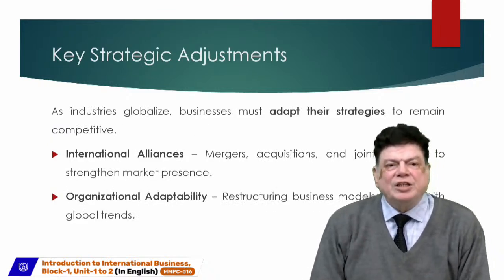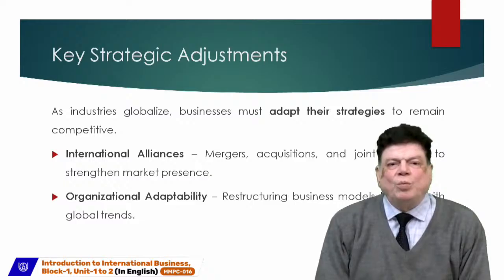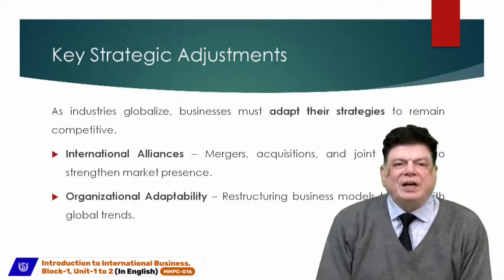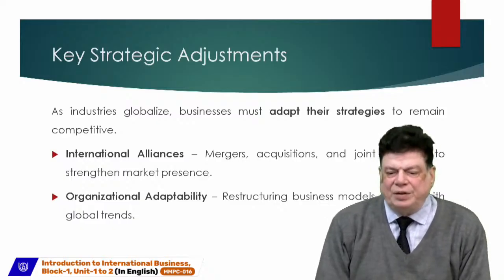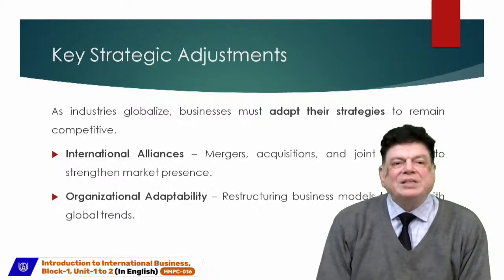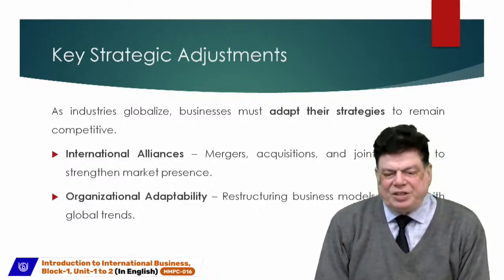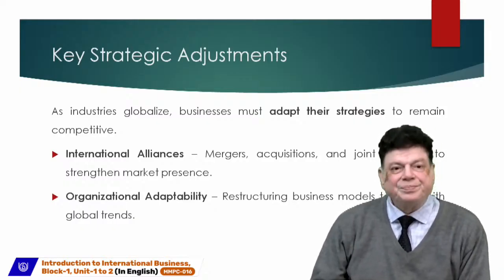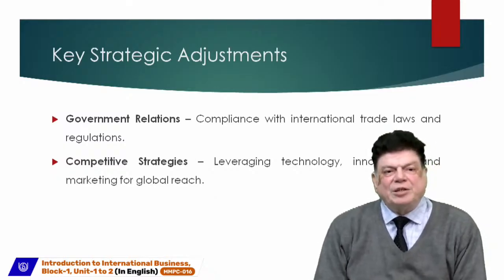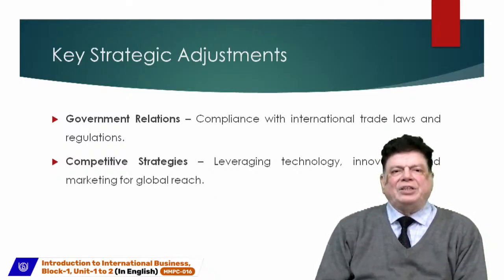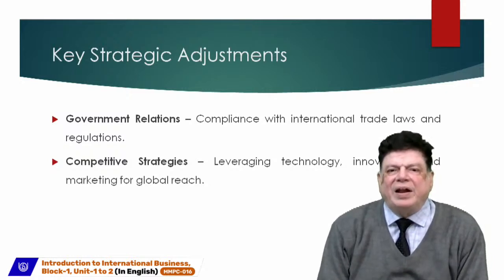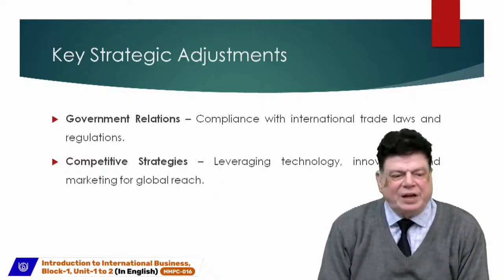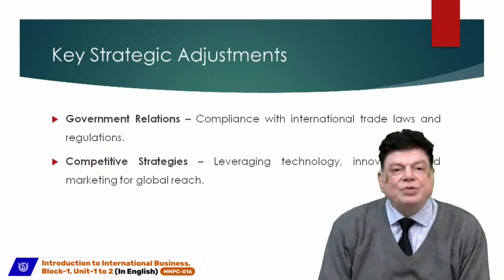Key strategic adjustments: as industries globalize, businesses must adapt their strategies to remain competitive. International alliances, mergers, acquisitions and joint ventures to strengthen market presence. Organizational adaptability: restructuring business models to align with global trends. Government relations: compliance with international trade laws and regulations. Competitive strategies: leveraging technology, innovation and marketing for global reach.